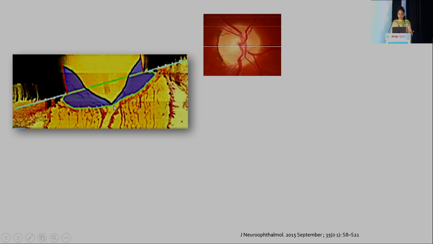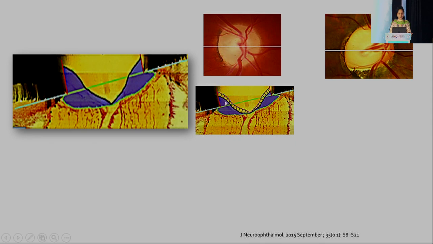So now, looking at the schematic representation of the neural canal here, we can see that this is the opening of the Bruch's membrane, and this is the reference plane, and here we can see this is the anterior scleral ring. So now, we know there are two types of cupping, the shallow cupping and the deep cupping.